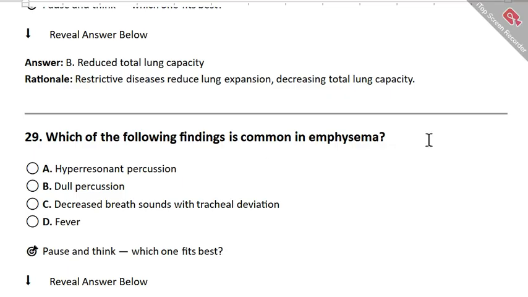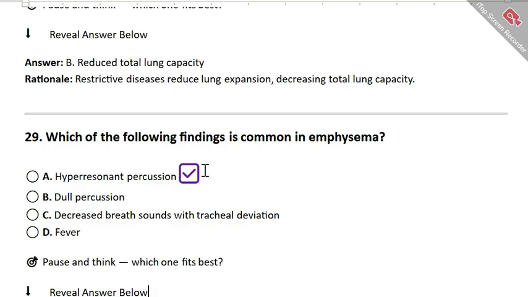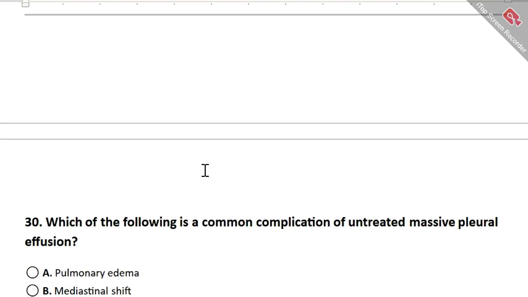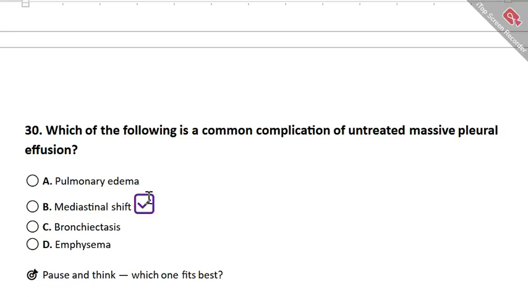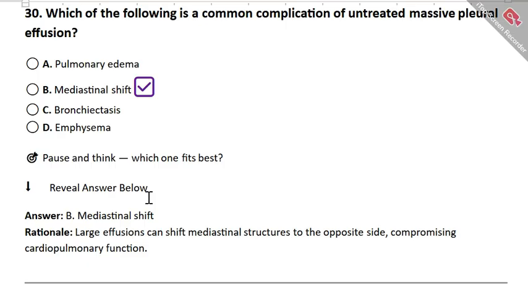Question number 29. Which of the following findings is common in emphysema? The correct option is option A, hyperresonant percussion. Then let's move to the next question. Question number 30. Which of the following is a common complication of untreated massive pleural effusion? The correct option is option B, mediastinal shift. Let's move to the next question.